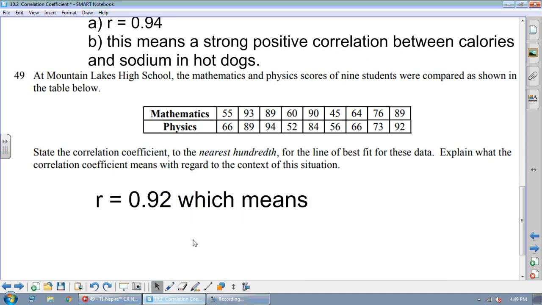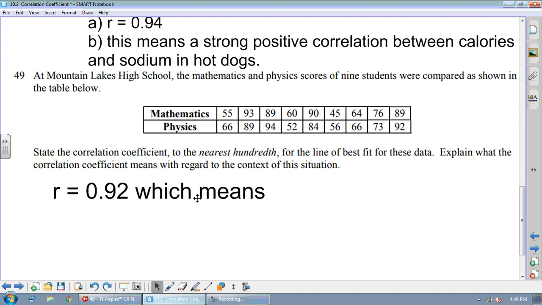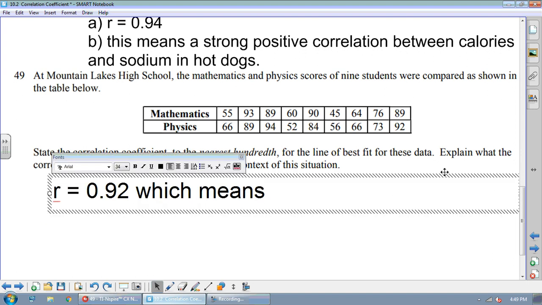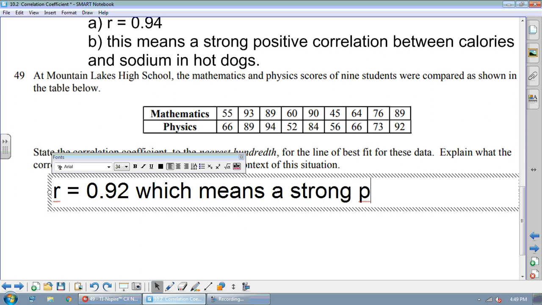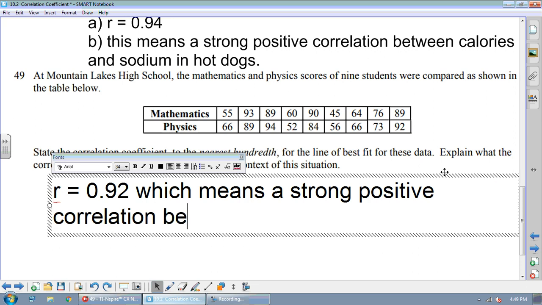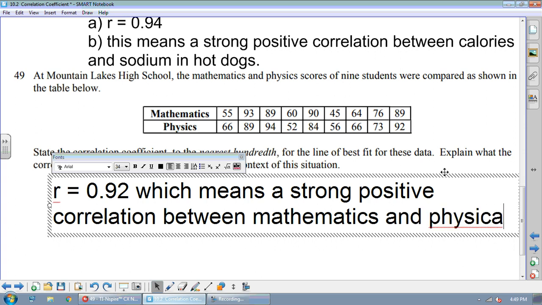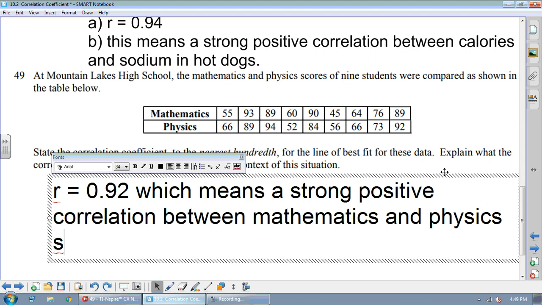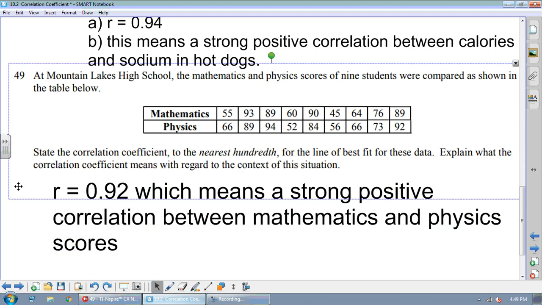Explain what the correlation coefficient means with regard to the context of this situation. What kind of relationship is it? Is it strong or weak? Is it positive or negative? Which means a strong positive correlation between what and what? Mathematics and physics. So we took that right off the table. Mathematics and physics scores. Done. So that is correlation coefficient.